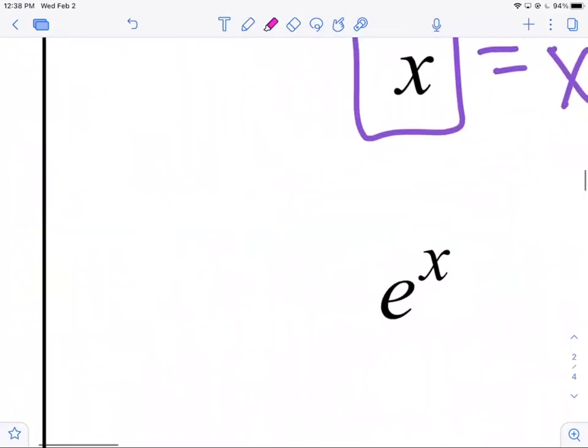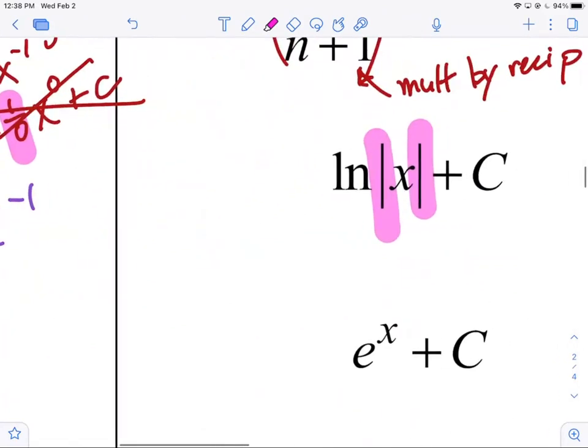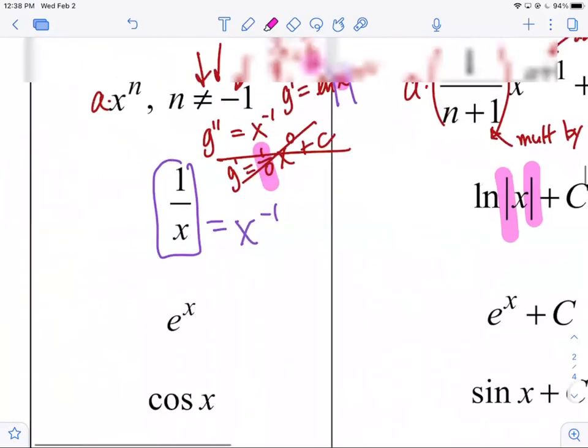All right, here we go. Don't think too hard. What's the antiderivative of e to the x? E to the x plus c. Very good.